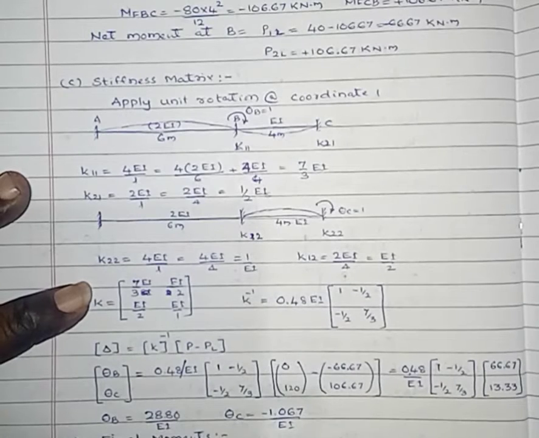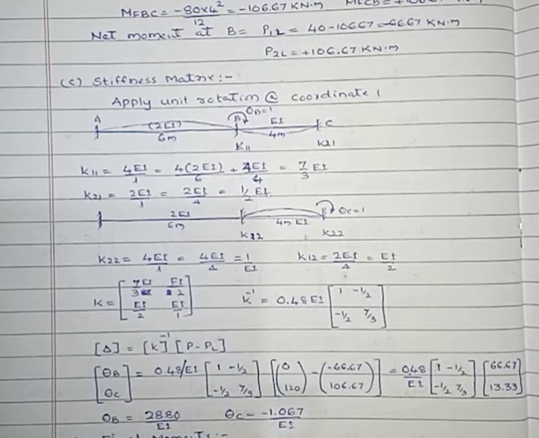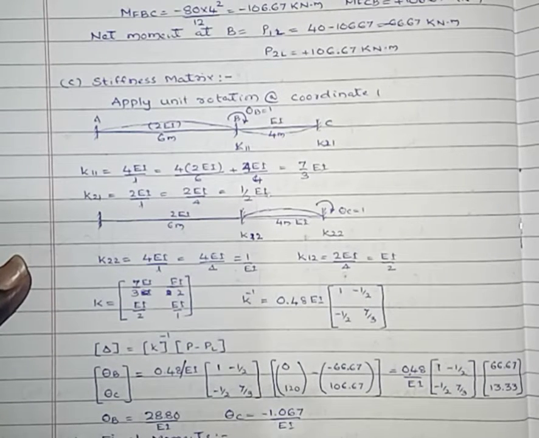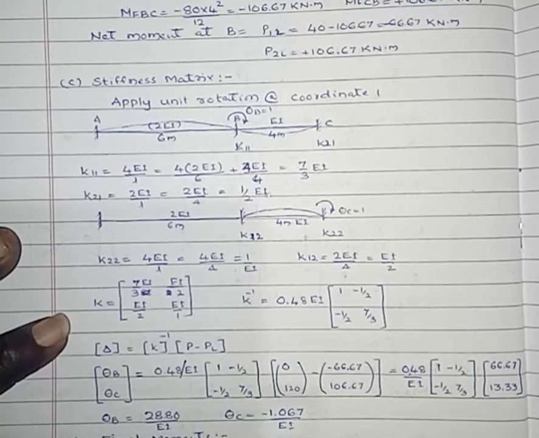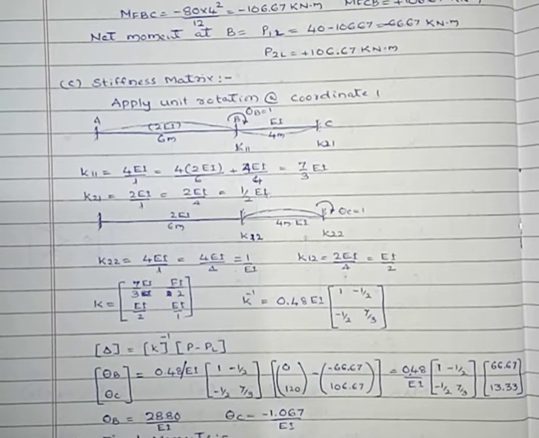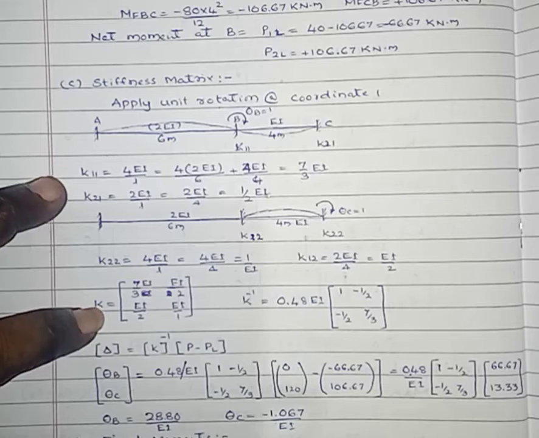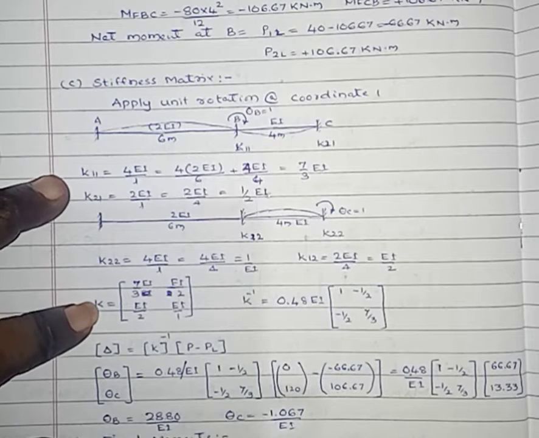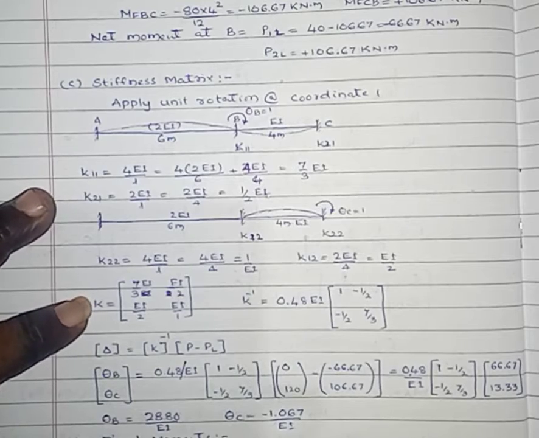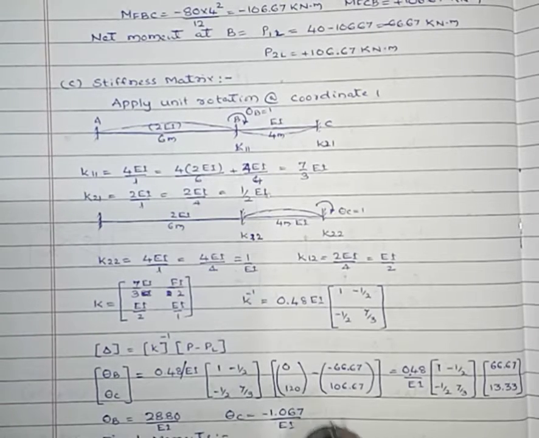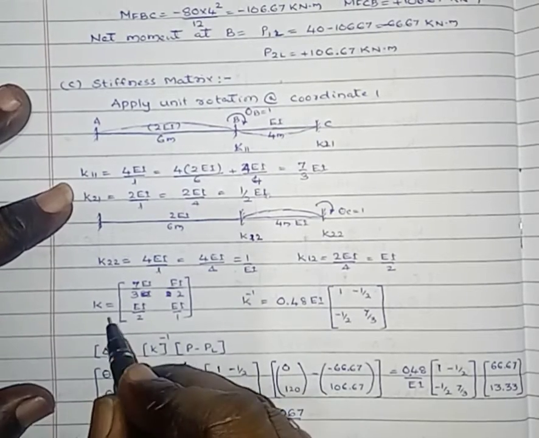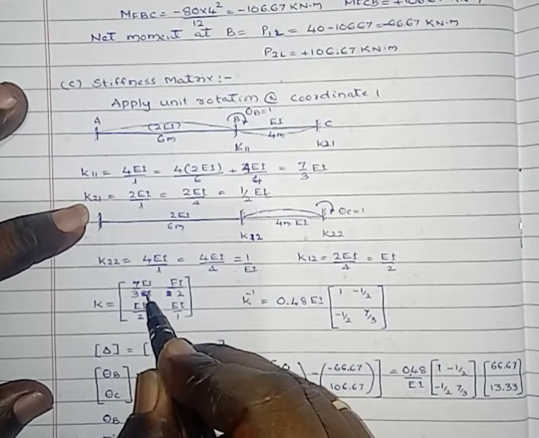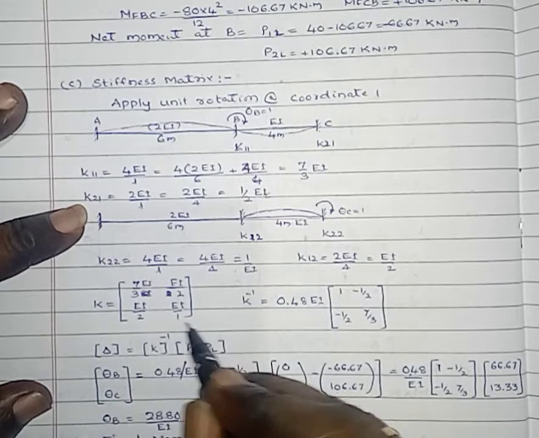By observing the values, both are equal, that is by Maxwell's reciprocal theorem of deflection, we will get both the values are equal, that is K12 and K21. Now we can write the stiffness matrix. Here the elements of the stiffness matrix are K11, K12, K21, K22.